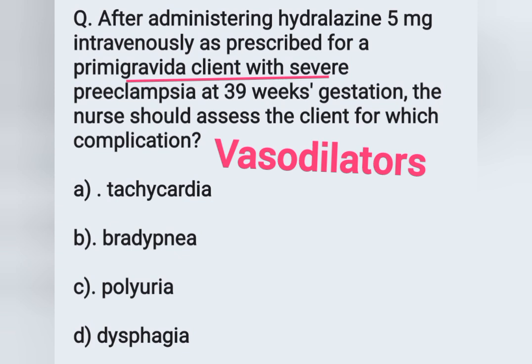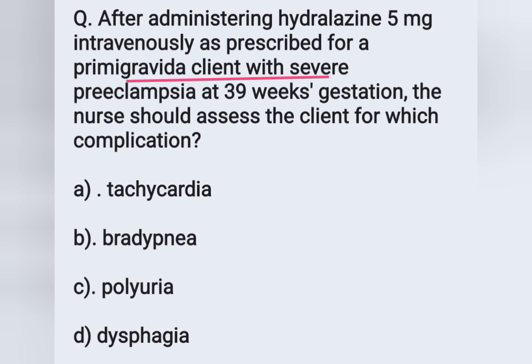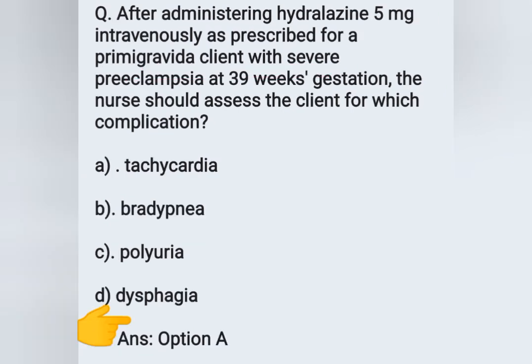Hydralazine is an example of a vasodilator. The most common adverse effect of hydralazine is tachycardia. So the nurse should assess the client's heart rate while giving hydralazine, and also after giving hydralazine the nurse should check the heart rate of the patient. So here the correct answer is option A, tachycardia. Move on to the next question.